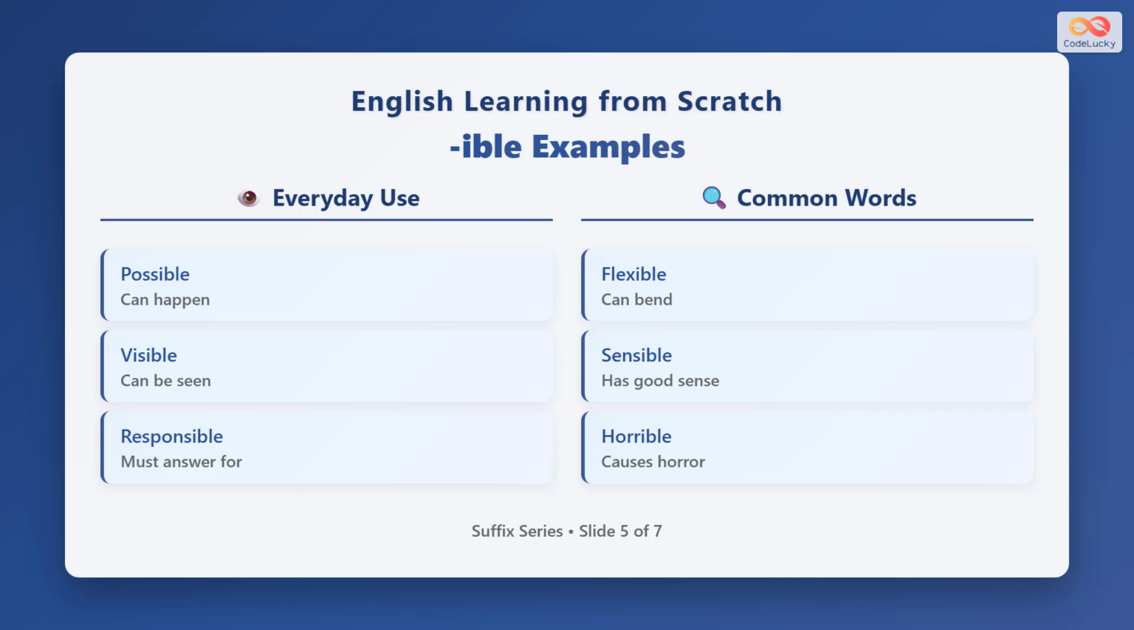Now common ible words. Possible means can happen. Visible means can be seen. Responsible means must answer for something. Flexible means can bend. Sensible means has good sense. Horrible means causes horror. Notice ible words often come from incomplete base words.